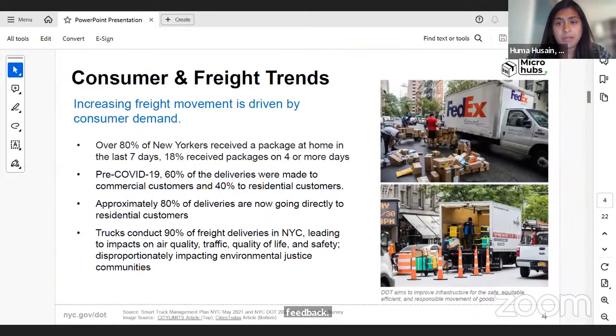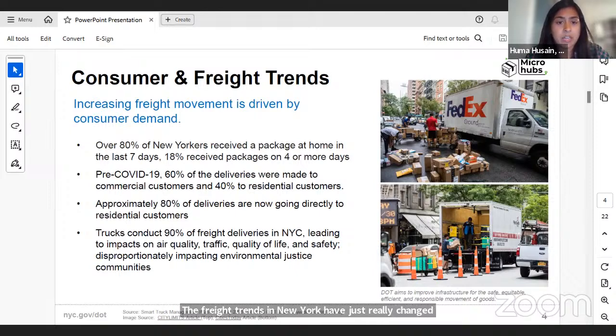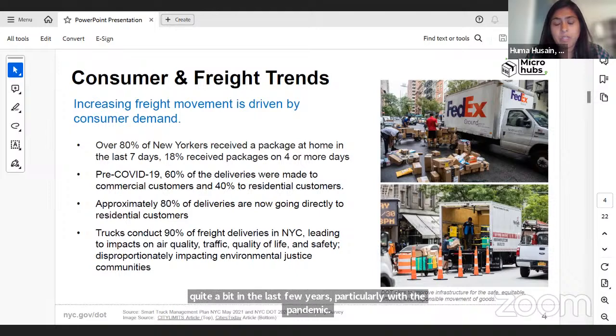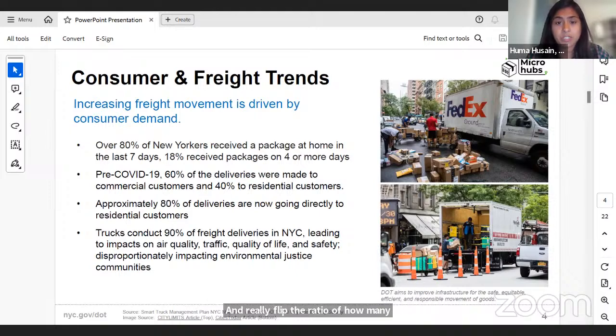So to start, the reason we're considering this as one of many solutions is that the freight trends in New York have really changed quite a bit in the last few years, particularly with the pandemic, and really flipped the ratio of how many trucks are delivering to our residential streets versus our commercial customers. Instead of grocery stores and industrial areas, a significant amount of deliveries have now flipped to going to our residential areas. And that's just the nature of our own personal demands for package delivery.